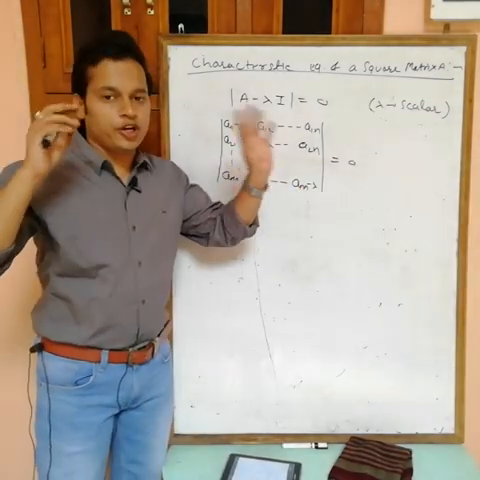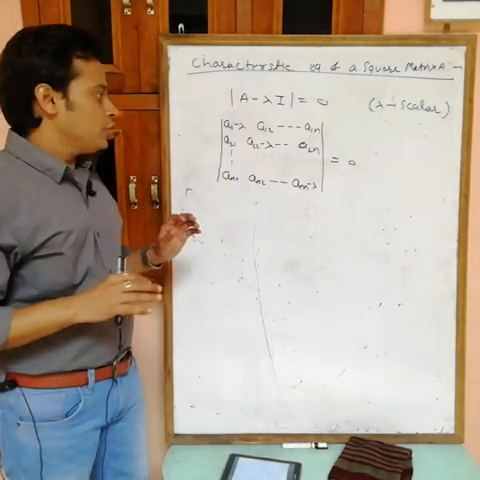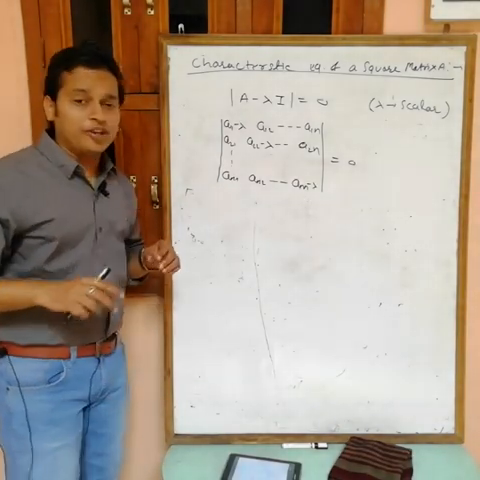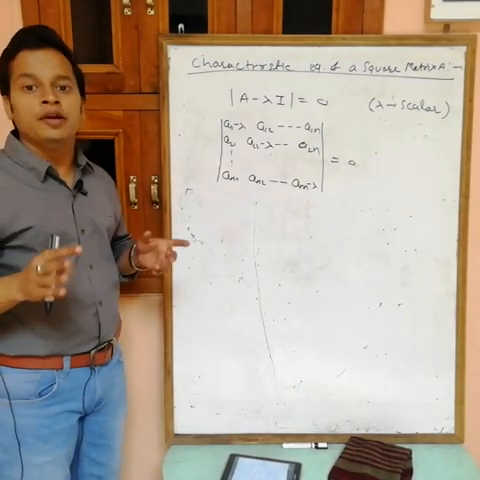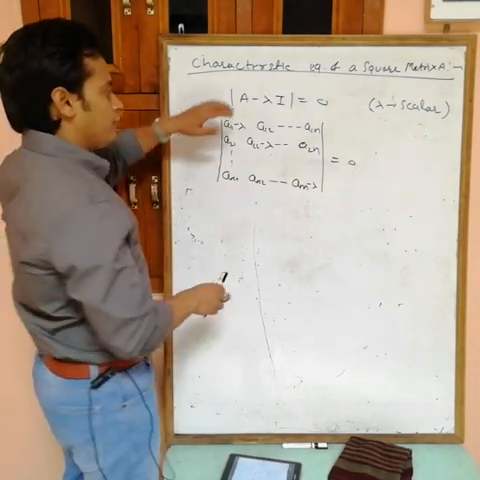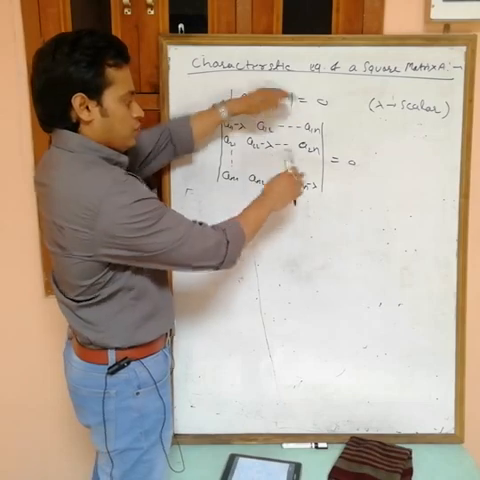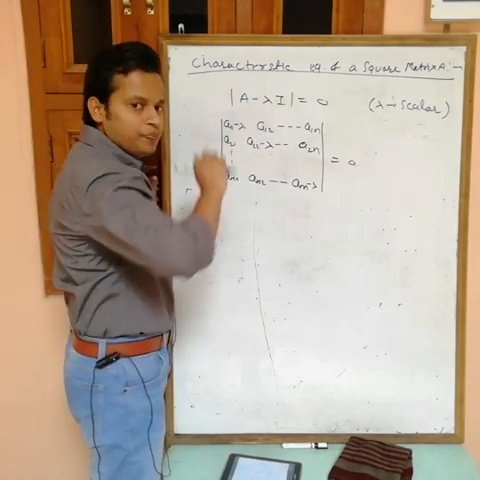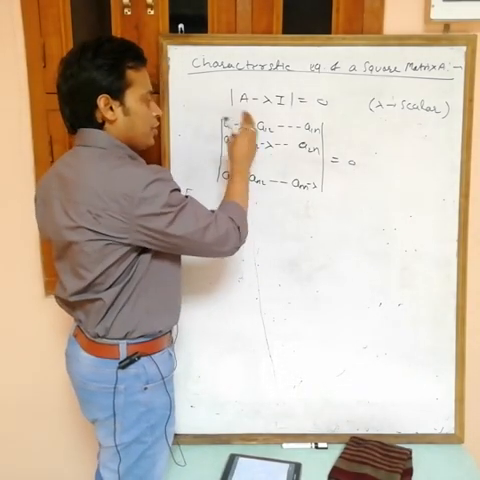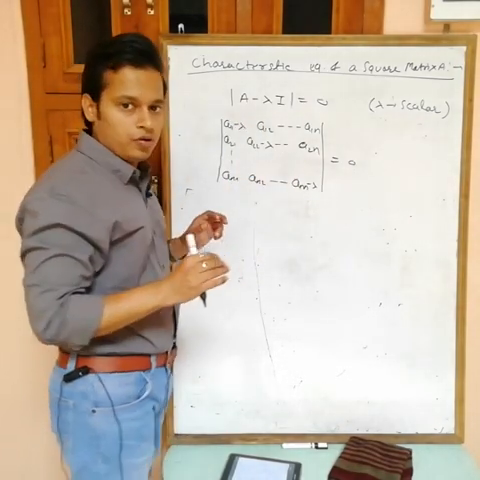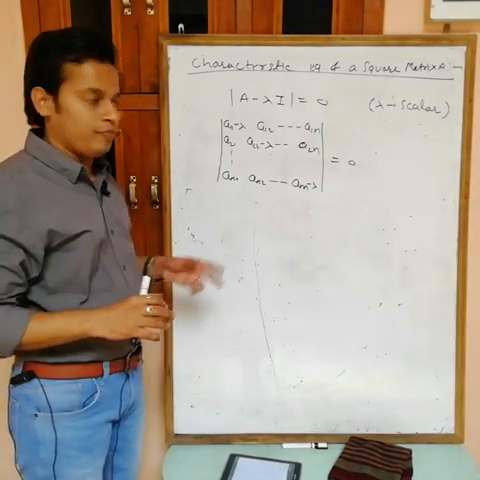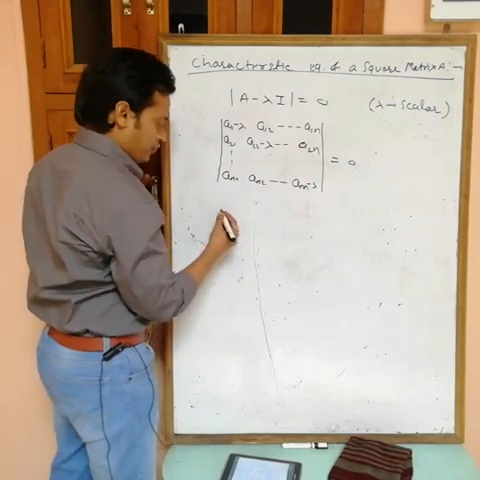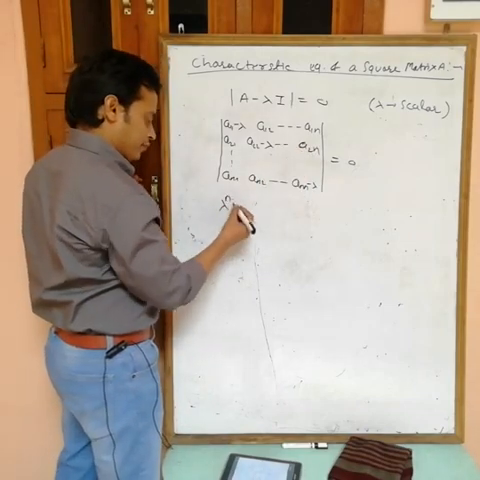Now if you expand this determinant, you will get a polynomial on this side. Can you find the highest power of lambda? Obviously n. When you find the value of this determinant, in one term you will get all these diagonal entries as a product, and if you multiply lambda into lambda into lambda, all lambda, what will you get? Lambda power n, because we have a total of n terms. So if you expand this, the highest power of lambda will be n.